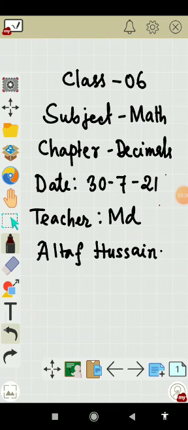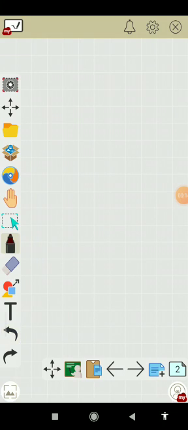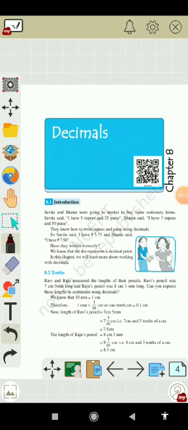So we are going to start one new chapter, that is decimal. You already know about it, decimal, how to write the decimal numbers and the other things related to it. So first we will see how it looks.